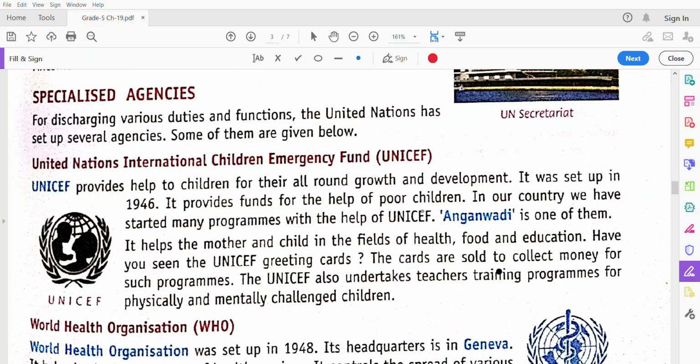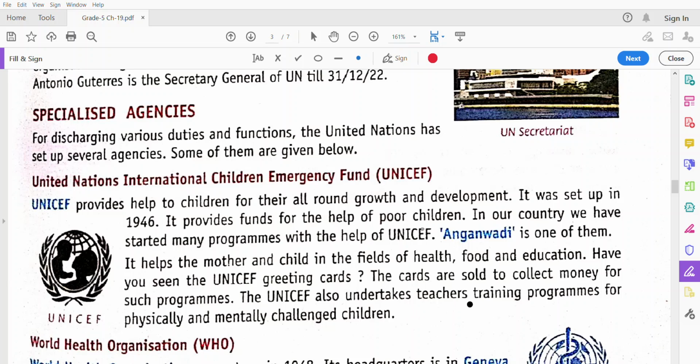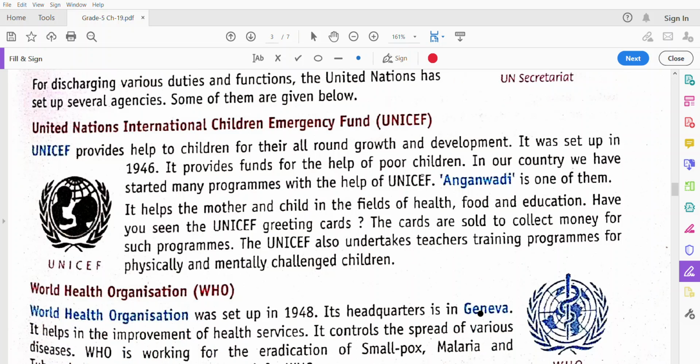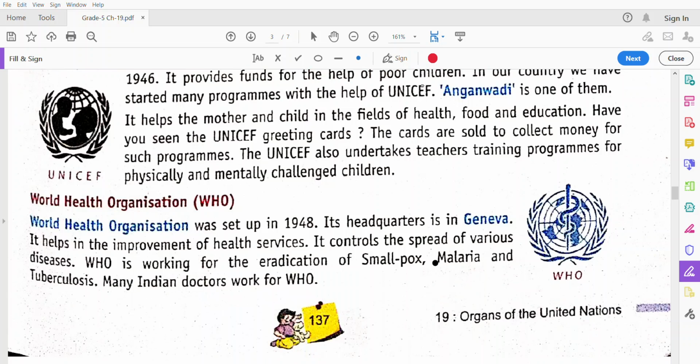And you have seen the greeting cards of UNICEF also. That is to collect donations for UNICEF, and it also trains teachers for programs for physically and mentally challenged children, meaning those who can't speak, those who can't walk properly, or those who can't listen. It is also working for those children.